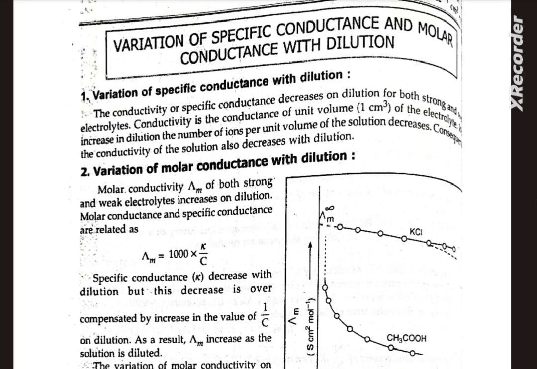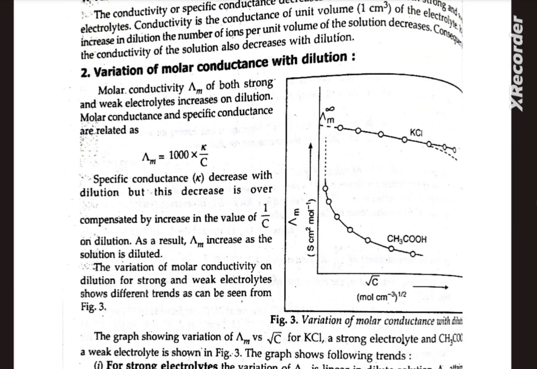Number 2. Variation of molar conductance with dilution. Molar conductivity lambda M of both strong and weak electrolytes increases on dilution. Molar conductance and specific conductance are related as lambda M is equal to 1000 into K divided by C. Specific conductance K decreases with dilution, but this decrease is overcompensated by the increase in the value of 1 divided by C on dilution. As a result, lambda M increases as the solution is diluted.